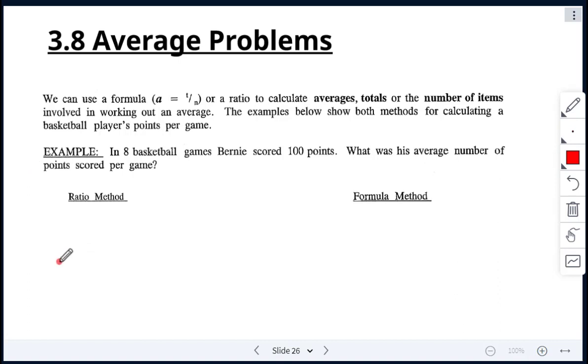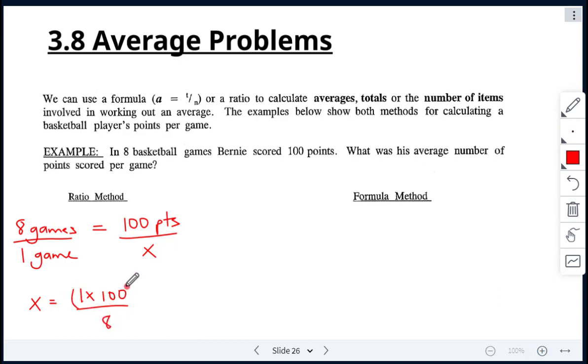So in 8 basketball games, Bernie scored 100 points. And we're trying to figure out what was his average number of points scored per game. If we did this as a ratio method, we can say 8 games, he got 100 points. And we're trying to figure out in one game, how many points is he going to get. So we're solving for x. Cross multiplication, 1 times the 100, and then divide by 8. And the answer is 12.5. So 12.5 points. That's his average number of points scored per game.